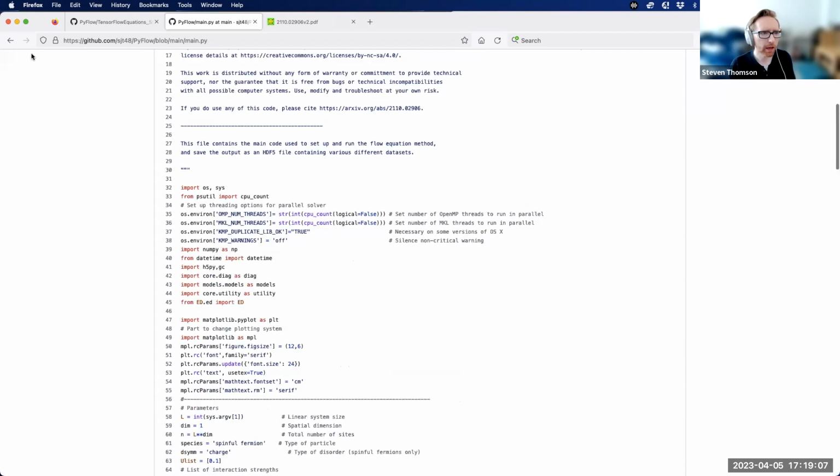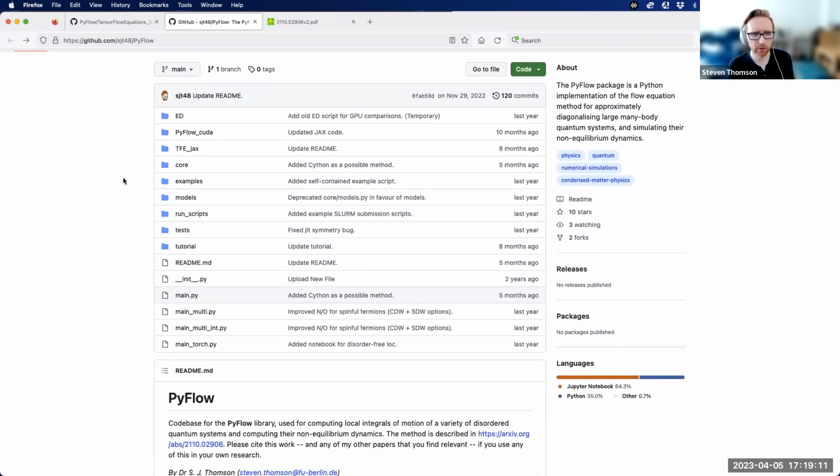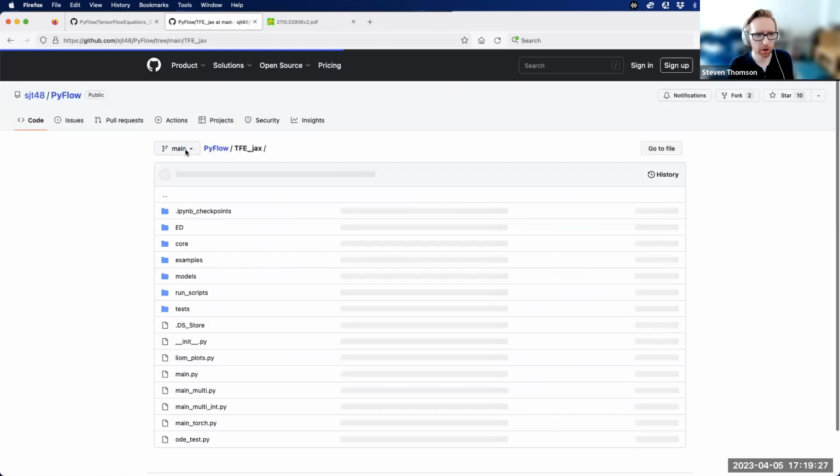So it's not super user-friendly. If you want to run anything non-trivial, best to get in touch with me and ask me how to do it. The GPU stuff is contained in this folder here, TFE JAX. There's also a version using PyFlow, but that's much, much slower, and I'm not using it anymore. The JAX version is the one I'm currently using.